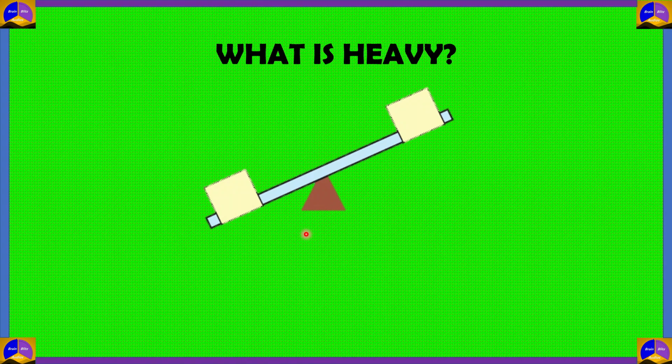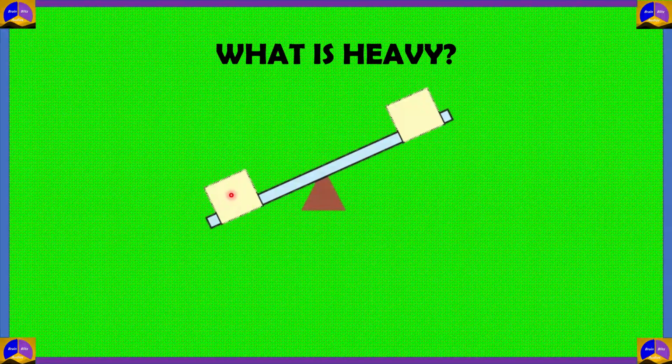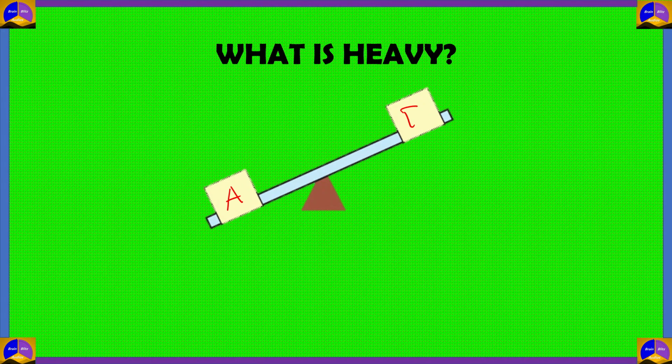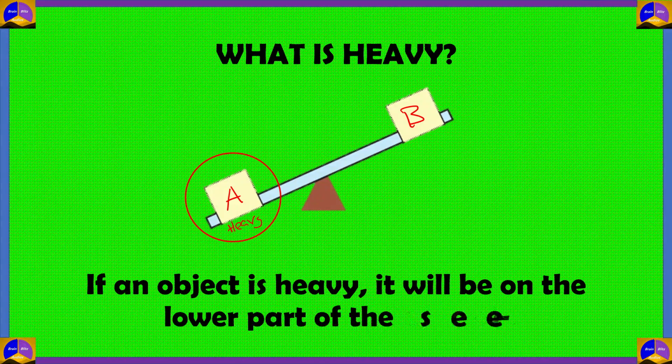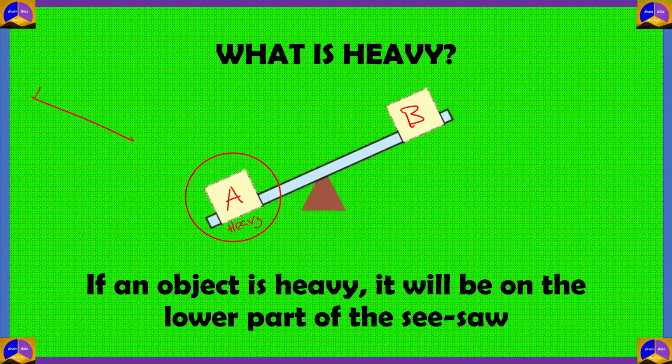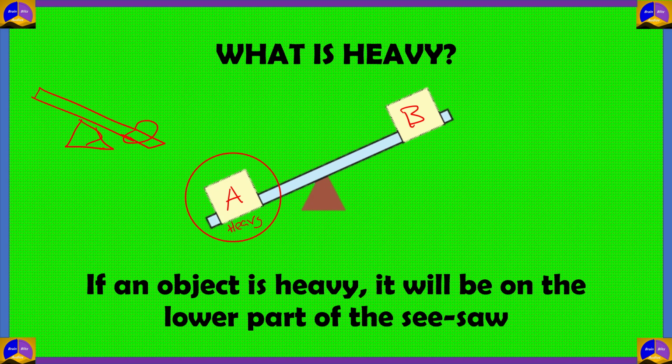Now look at this seesaw. Which of these would you think is heavy? A or B? The correct answer is A, because if an object is heavy, it will be on the lower part of the seesaw. So that means that in any seesaw, for example in this one, this will be heavy.